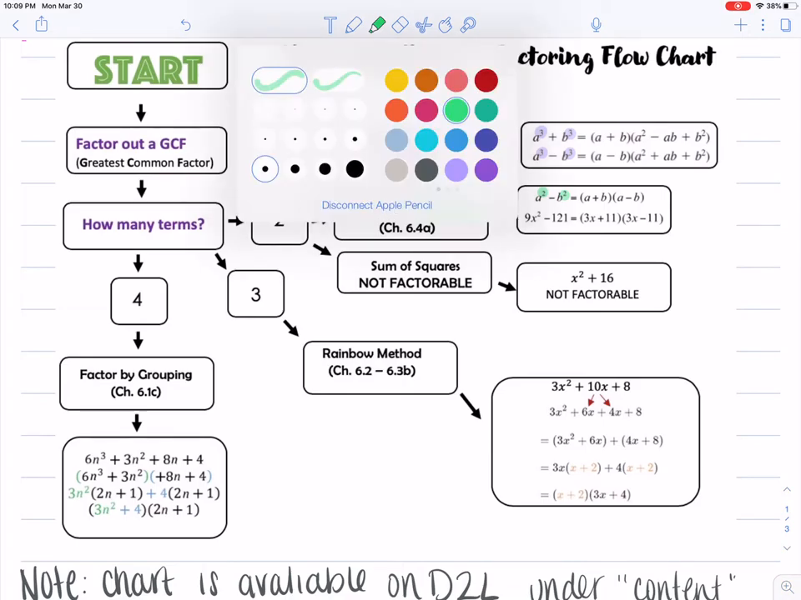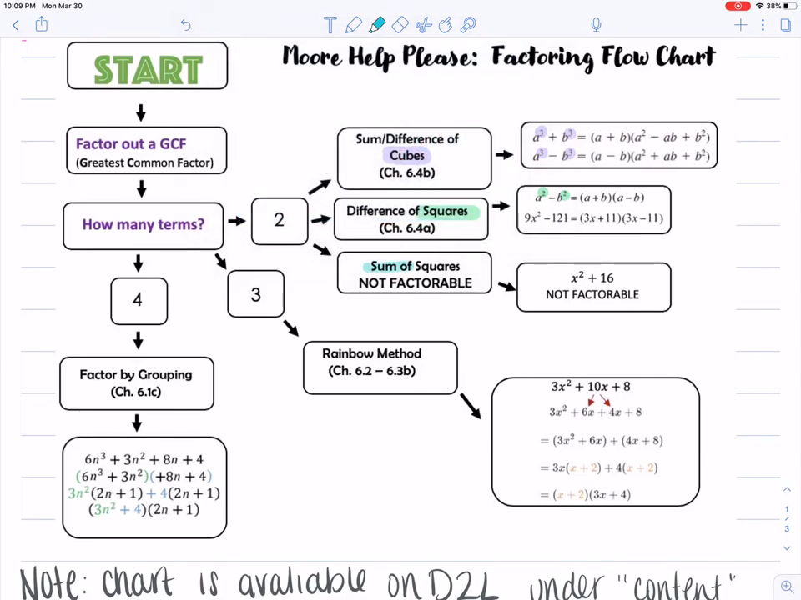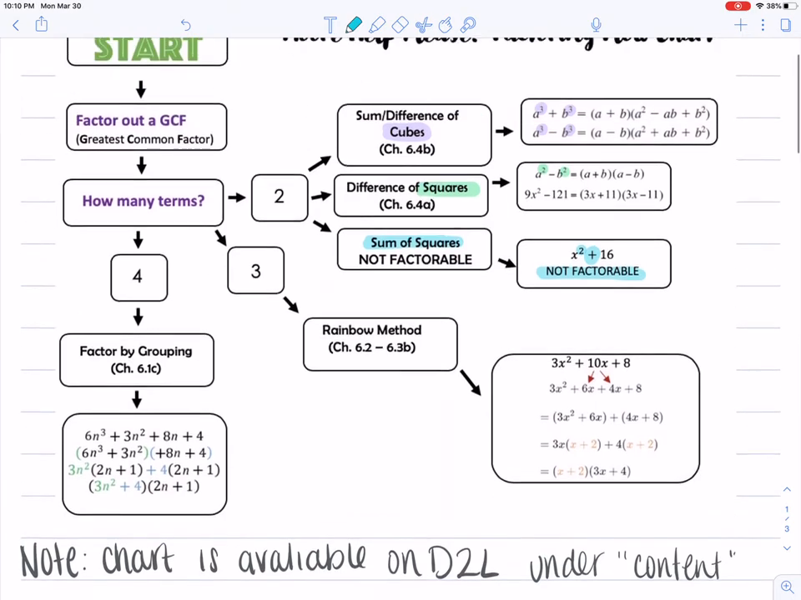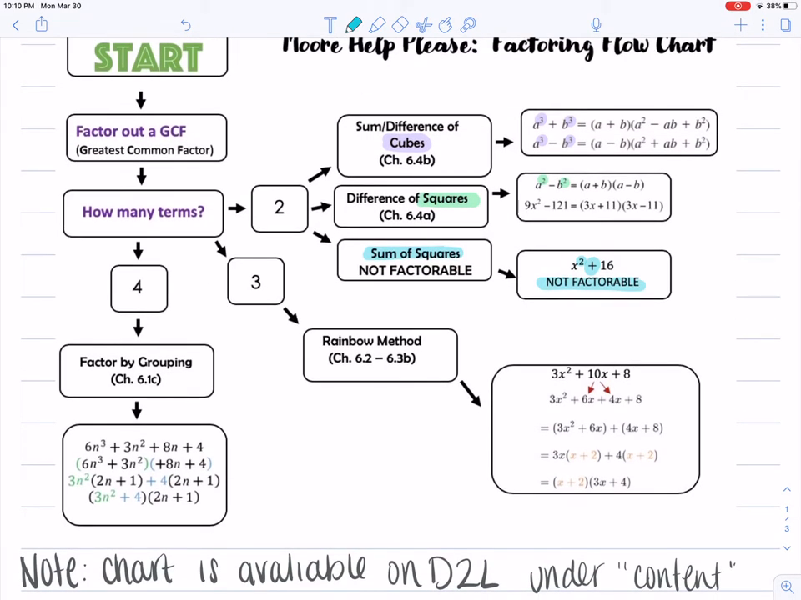I wanted to make sure to add in here sum of squares. If you see an addition sign with a squared, that thing is not factorable. Do not fall into that trap of writing that is an actual difference of squares. Alright, so let's jump in and look at an example. Also, something to note, this chart is available on D2L that you can just print out in color, all exactly like you see there.